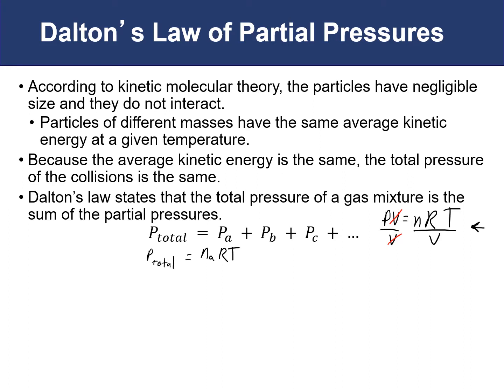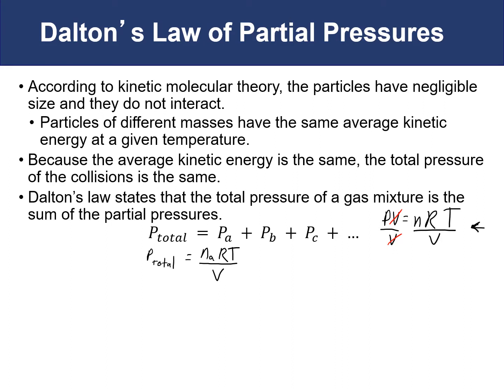Because everything is in the same container, the temperature is going to be the same. R is a constant, so that will be the same. Also, because everything is in the same container, the volume will be the same. So we don't have a volume for gas A. We don't have a temperature for gas A. They're all in the same container, so they all have the same volume. Because we're talking about temperature as a measure of the kinetic energy, and after they collide, they're going to be distributing their energy amongst themselves, the temperature will be the same for each one of our gas components.